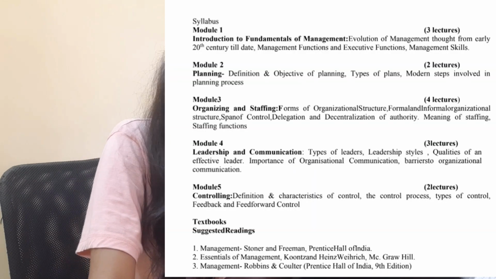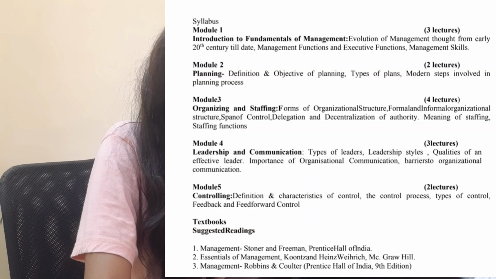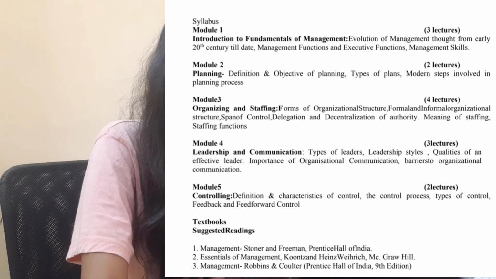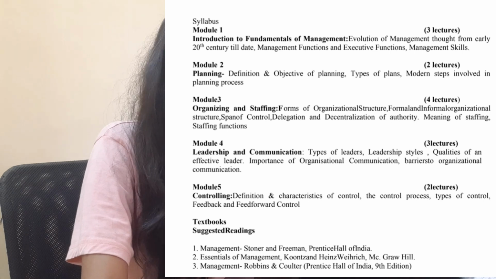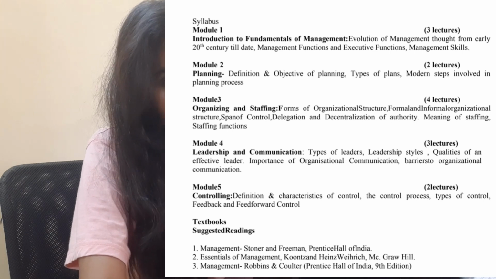The third module is organizing and staffing, in which you will have to study forms of organizational structure, formal and informal organizational structure, span of control, delegation and decentralization of authority, meaning of staffing and staffing functions. The fourth module is leadership and communication, in which you will have to study types of leaders, leadership styles, qualities of an effective leader, importance of organizational communication, barriers to organizational communication.